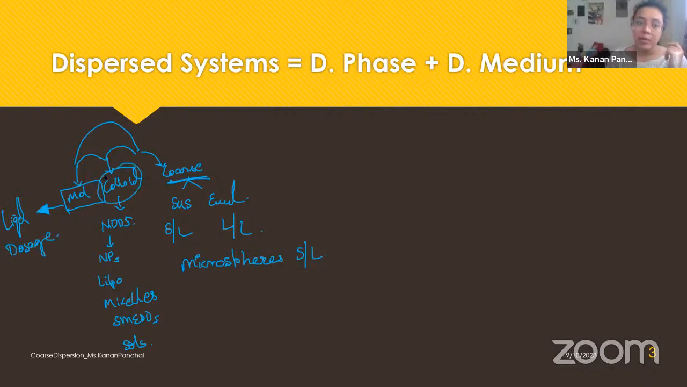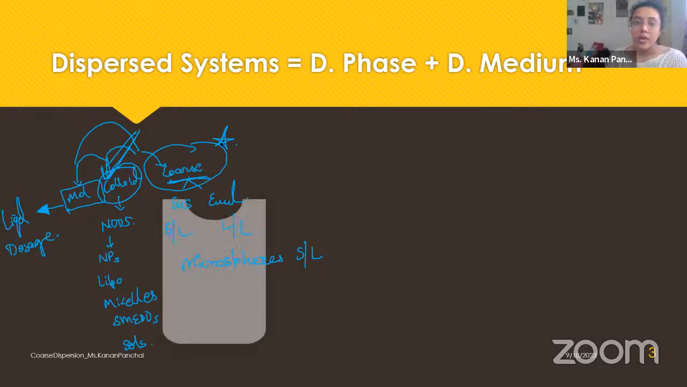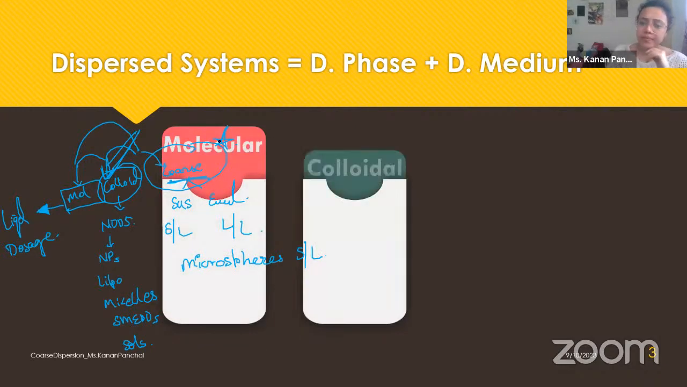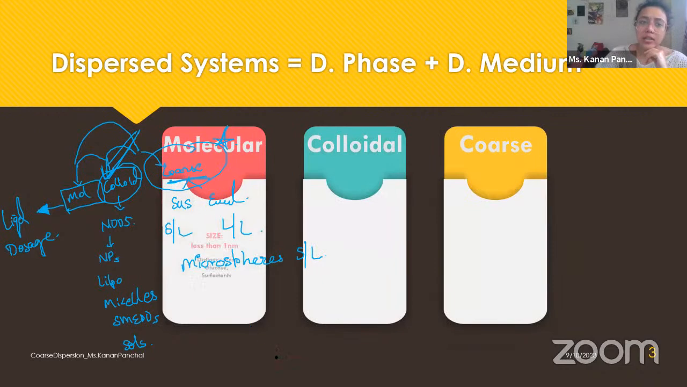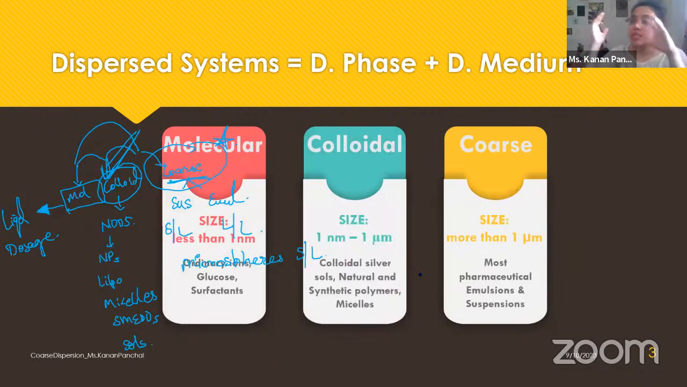We've already discussed the colloidal systems, and now we shall proceed to discuss the coarse dispersions. As I told you all earlier, coarse dispersed systems are made of a dispersed phase and a medium, wherein you have molecular, colloidal, and coarse. So this is to be done in future. This is done, and now we'll be discussing this. Fine. And in this, as I told you, you have emulsions and suspensions.